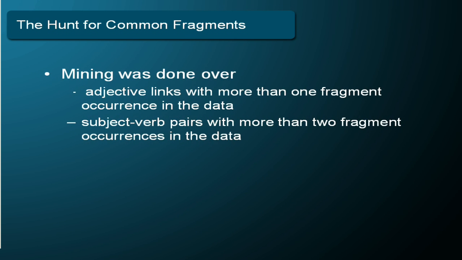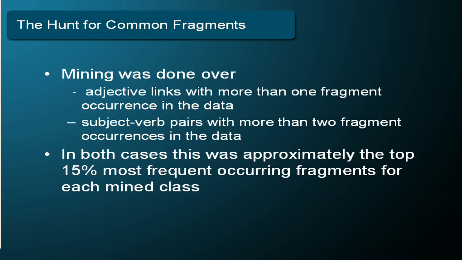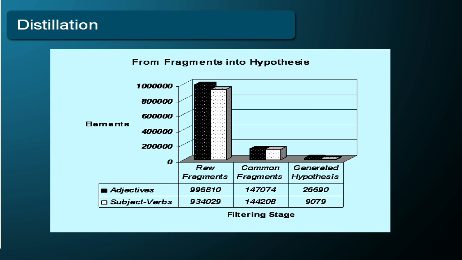Mining was done over the most frequent adjective-object associations and subject-verb associations. In each case, this selection resulted in picking the most frequent 15% of fragments for each class. This resulted in a large reduction in the amount of information processed in later stages.